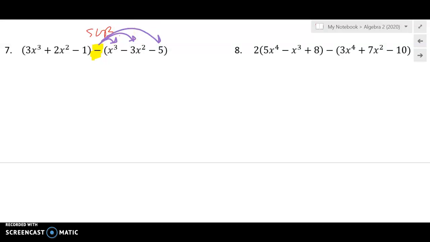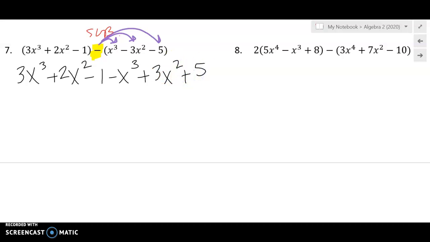So see those purple arrows? I need to distribute that negative. So the stuff in the front didn't change. 3x cubed stays the same, plus 2x squared stays the same, minus 1 stays the same. It's the other part that's going to change. You're just changing the sign. So it's going to become a negative x to the third. It's going to change to a positive 3x squared, and it's going to change to a positive 5.